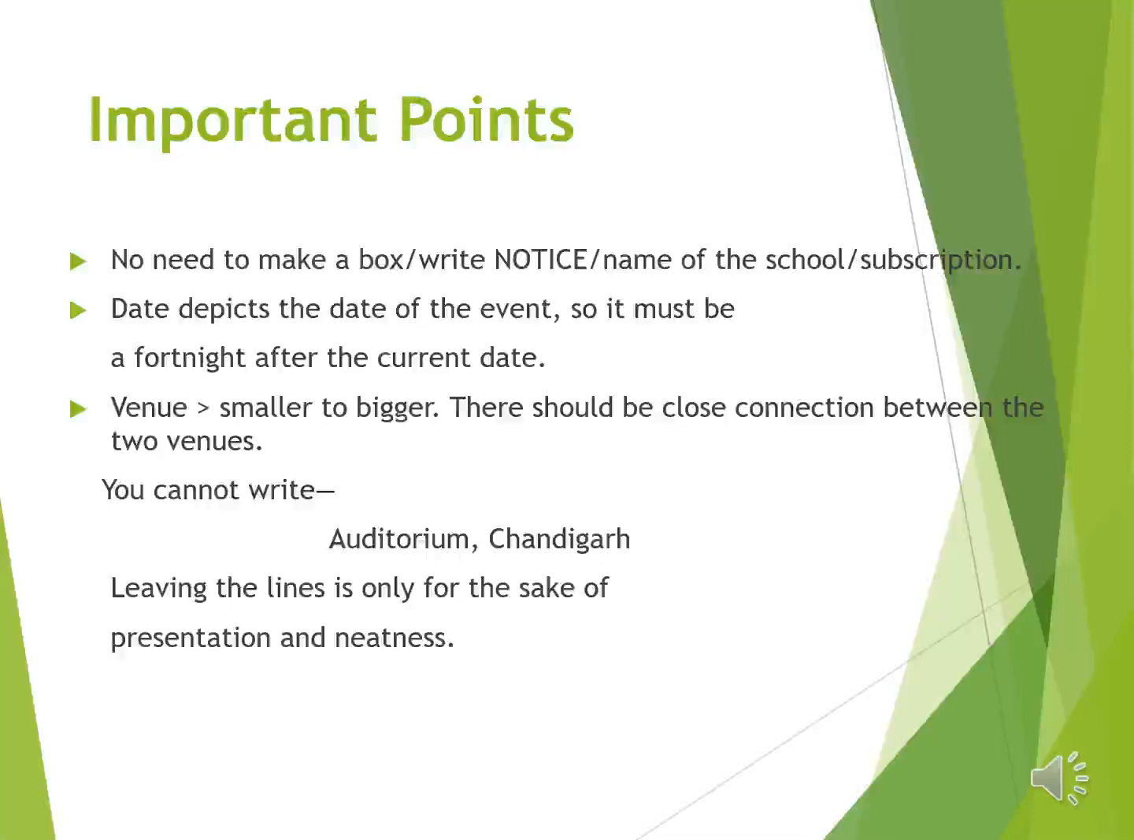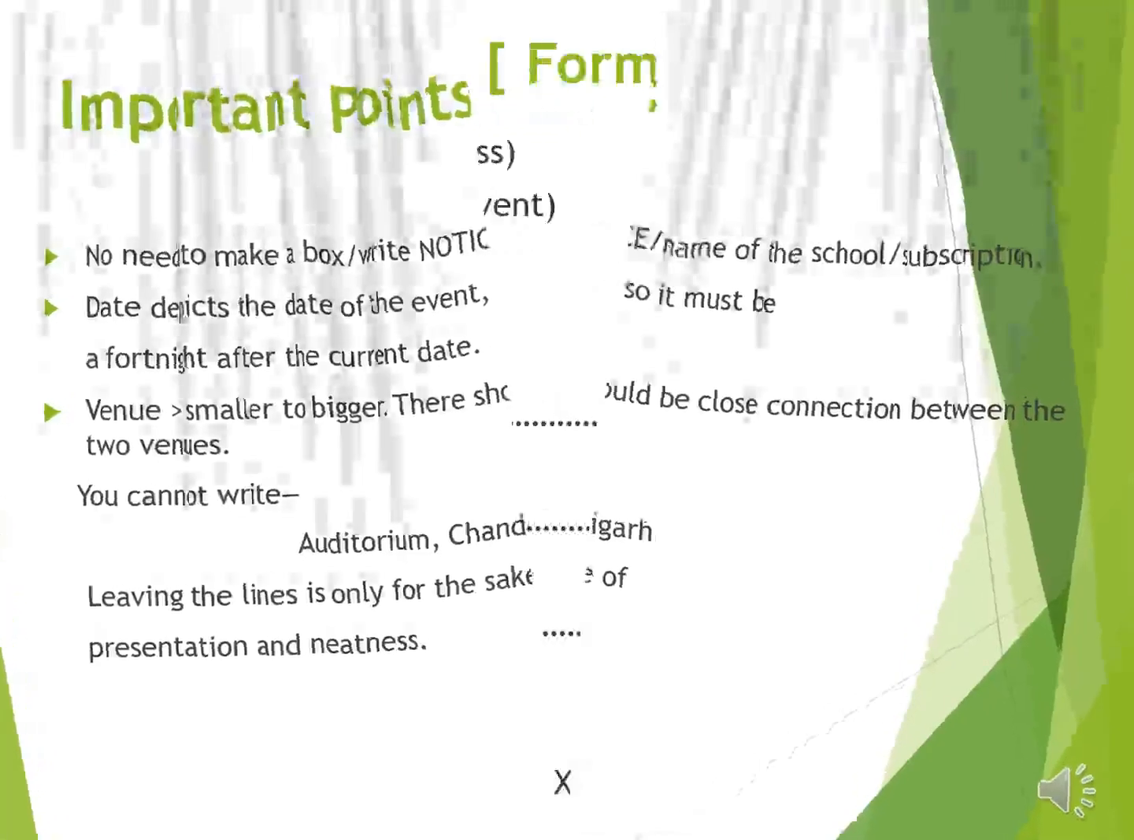It depicts the date of the event. So it must be a fortnight after the current date. Venue is always smaller to bigger. There should be a close connection between the two venues. You cannot write Auditorium Chandigarh. You will be writing auditorium, comma, the name of the school. Then leaving the lines is only for the sake of presentation and neatness.